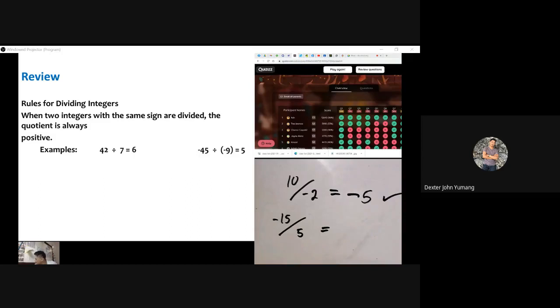Emilio, pahabol, negative 5, that's correct. So please post your answer for the second problem, the second question. Negative 15 divided by 5. Therese, negative 3, then 3 is the same. Negative din po ang sagot. Negative 3 din po kay Ashley.